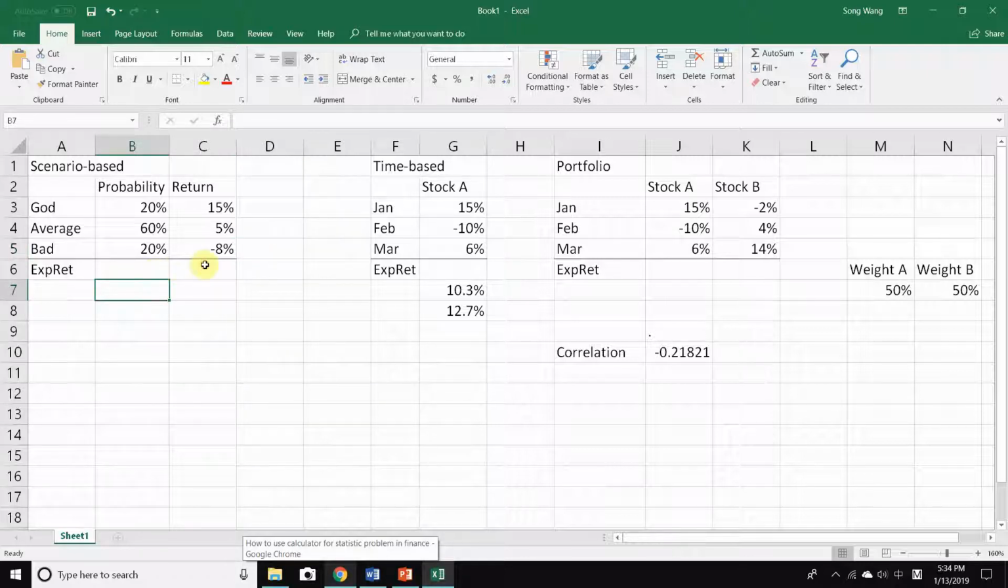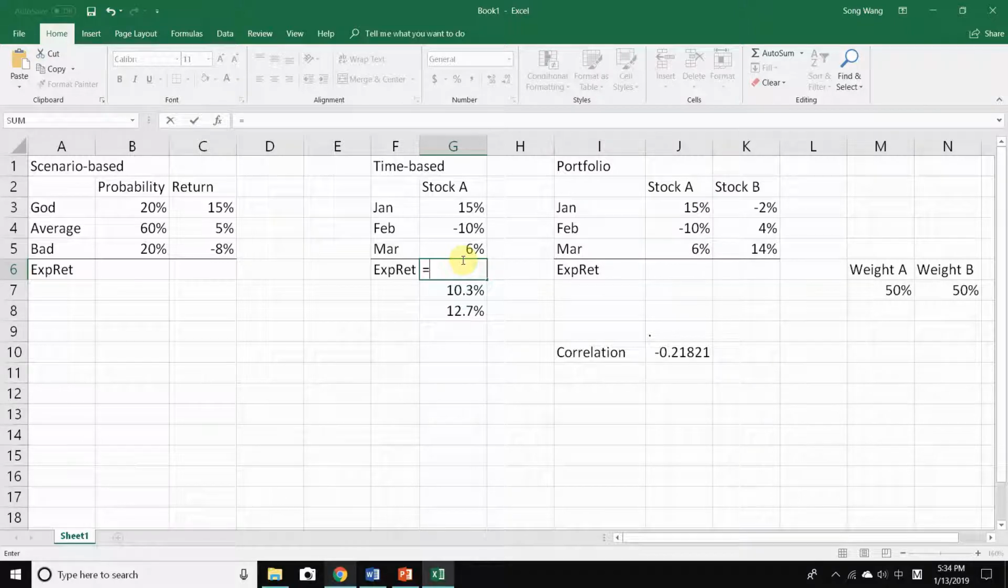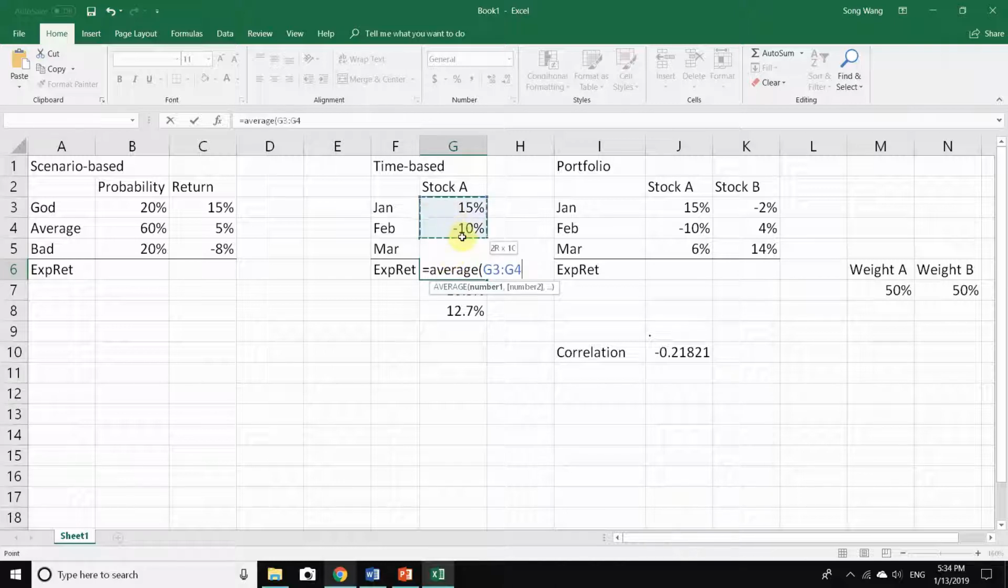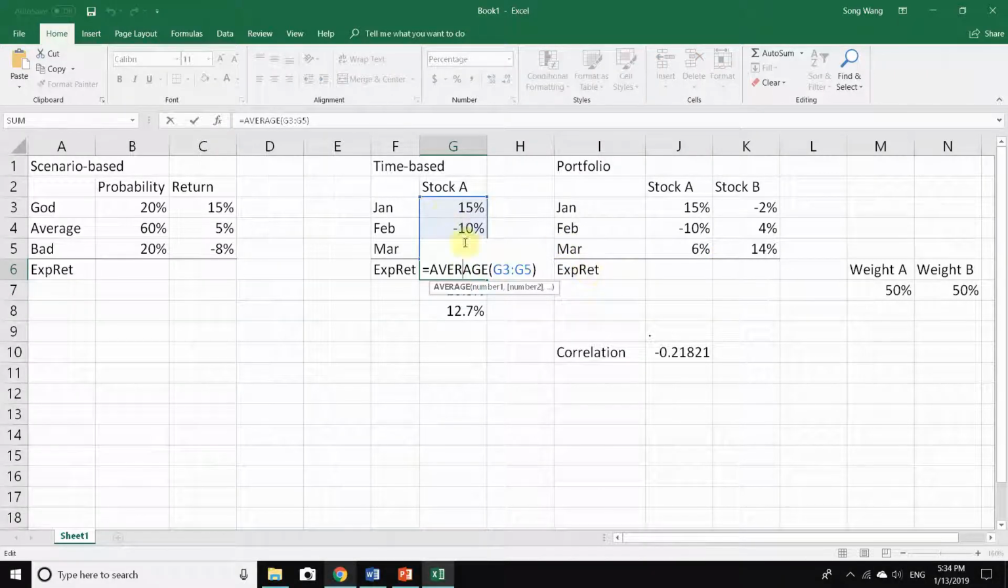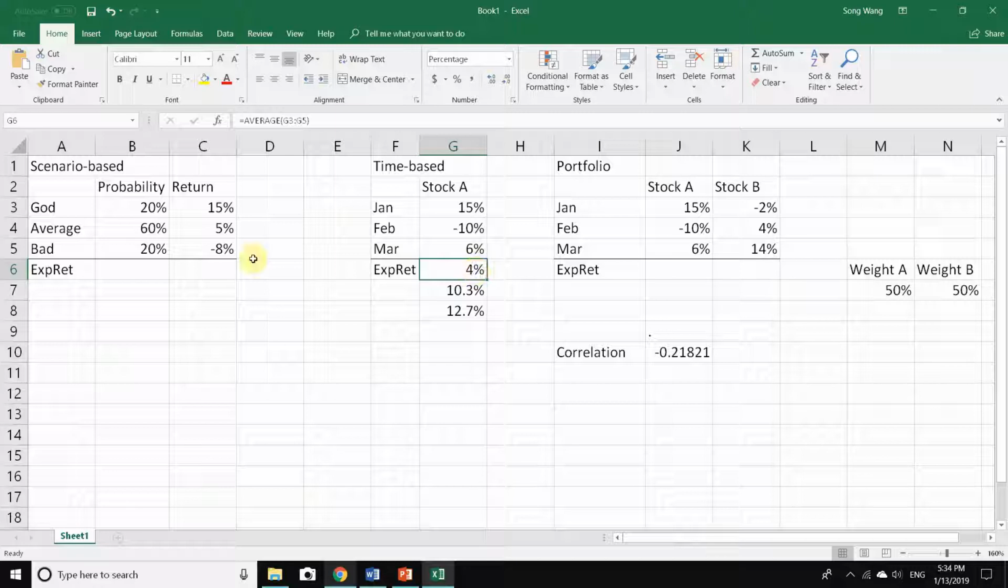For the time being, let me just briefly teach you how to get the expected return for the scenario-based set and also for the historical return-based set. I just call it time-based. For the time-based, it's the easiest thing in the world. If you want to get the expected return, you just put an average. Oops, that was the Chinese input system. I'm sorry. So average, and then you circle all the returns, and then you hit enter. Okay, and that's it. That's the expected return for all three returns.